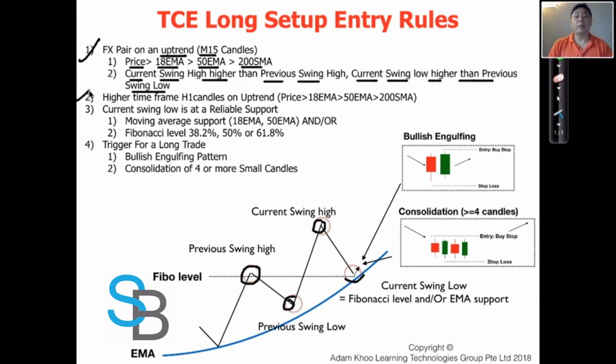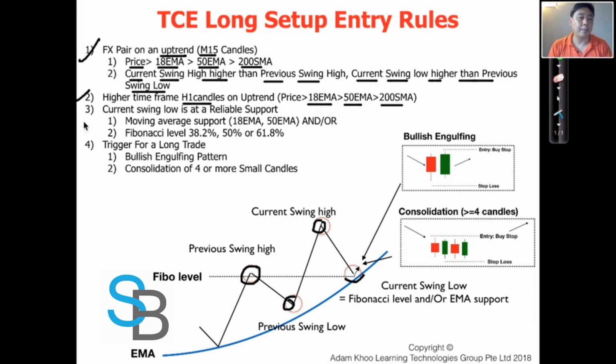All right, next. Once we ensure that on the 15-minute time frame we've got a clear uptrend, we then check on the hourly time frame. So click on hourly candles and ensure that on the hourly candles, H1 candles, you also see the 18 above the 50 and the 50 above the 200.